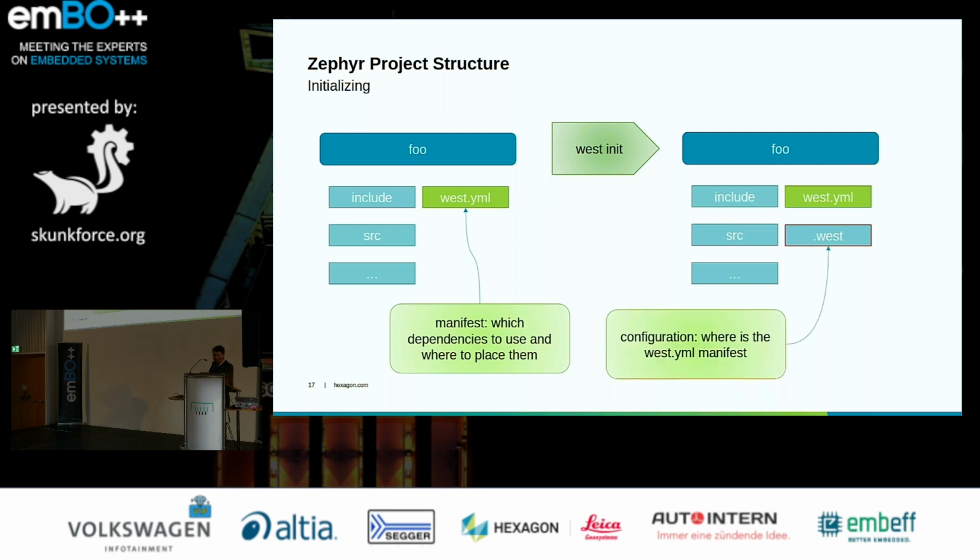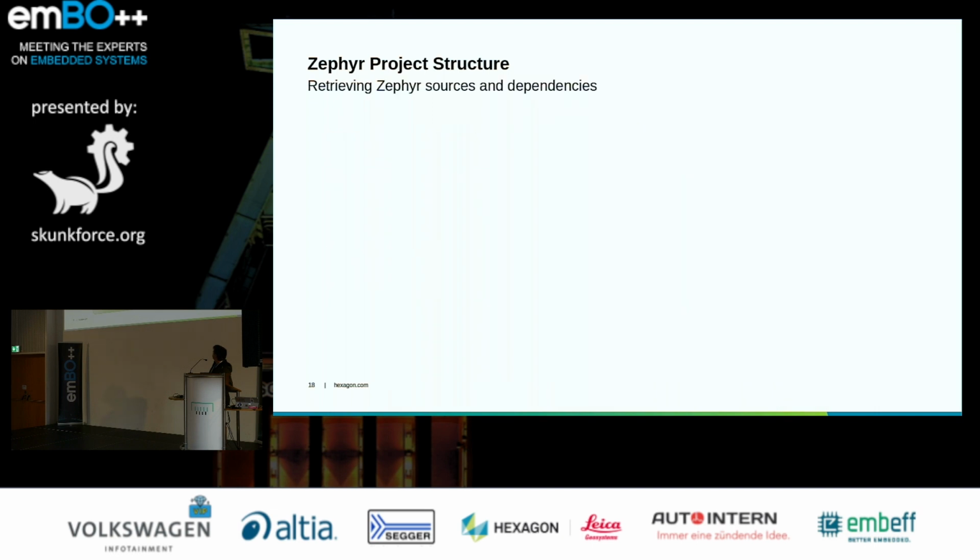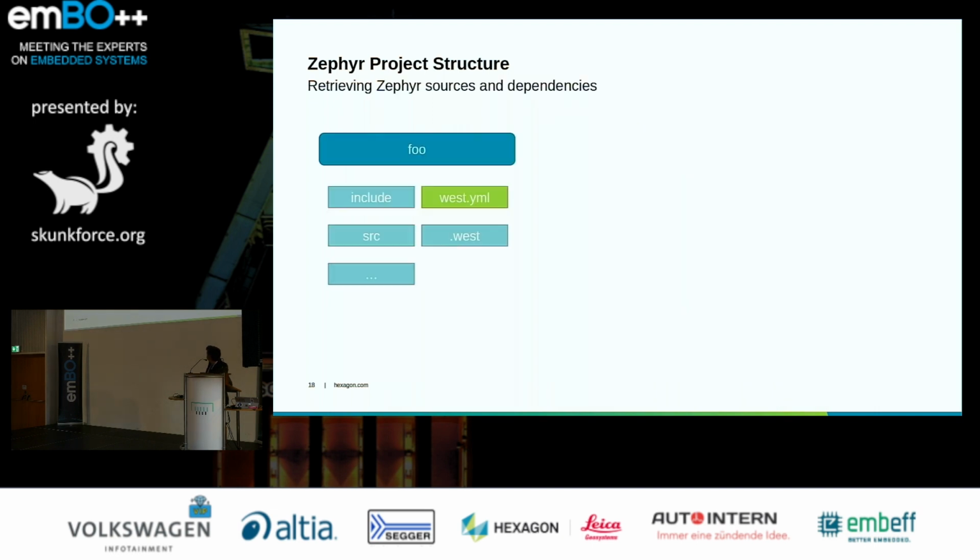So this one contains a configuration. It tells us where you will find the west.yaml, and then you can continue working from there. From this step, we now need to retrieve the Zephyr sources and the dependencies. Let's recall, we have the west.yaml and the .west folder, and we call west update on this now.